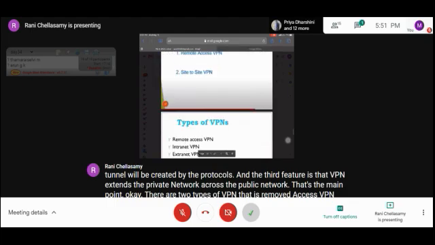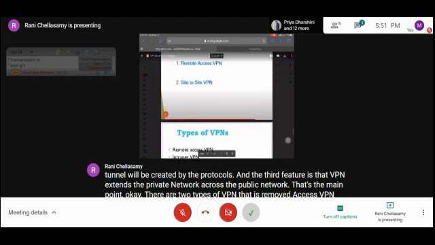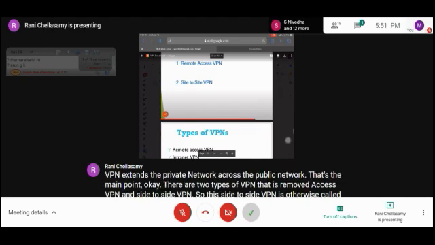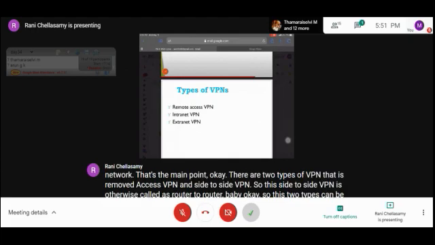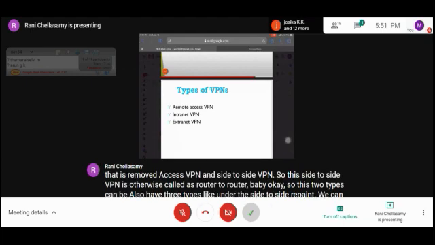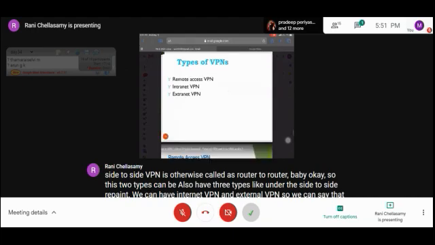Okay. So these two types can also be divided into three types. Under site-to-site VPN, we can have intranet VPN and extranet VPN. So we can say that it consists of three types: remote access VPN, intranet VPN, and extranet VPN. Okay. So what is meant by remote access VPN?